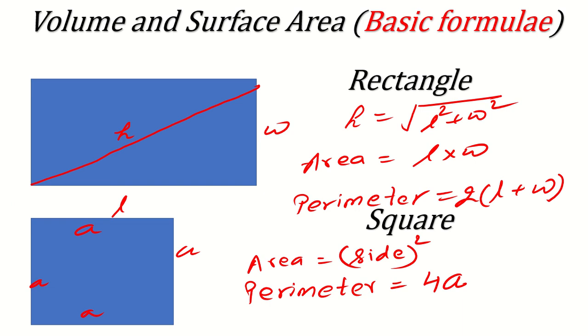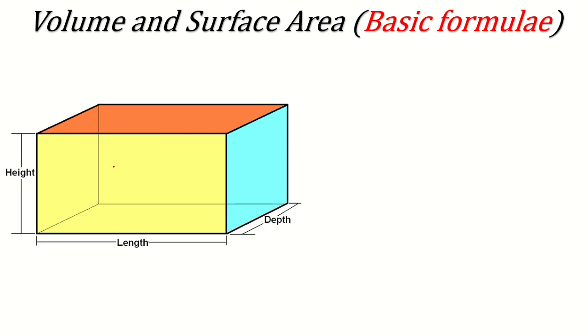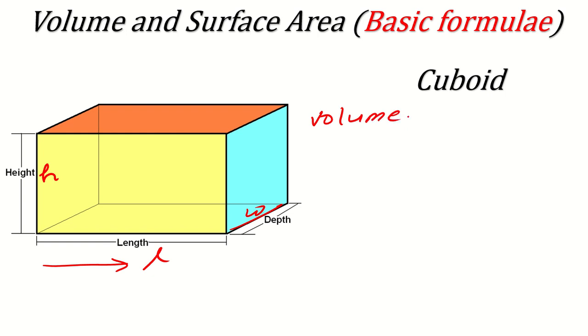This is about the square. Now we are talking about some three-dimensional objects. Three-dimensional object means where you need three values to measure it. The first one is the cuboid. In some places it is also called a rectangular prism. There are three things: one is length, L, another is width or depth, W, and another is height, H. What will be its volume? Its volume will be L times W times H, and its unit will be unit power 3.